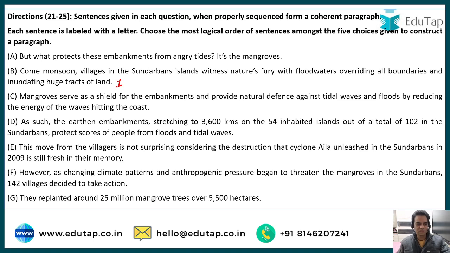Come monsoon, villages in Sundarbans Islands witness nature's fury. So that means every monsoon, villages in Sundarbans Islands witness nature's fury with flood waters overriding all boundaries and inundating huge tracts of land. So what could be the second sentence? Let's find out, guys.